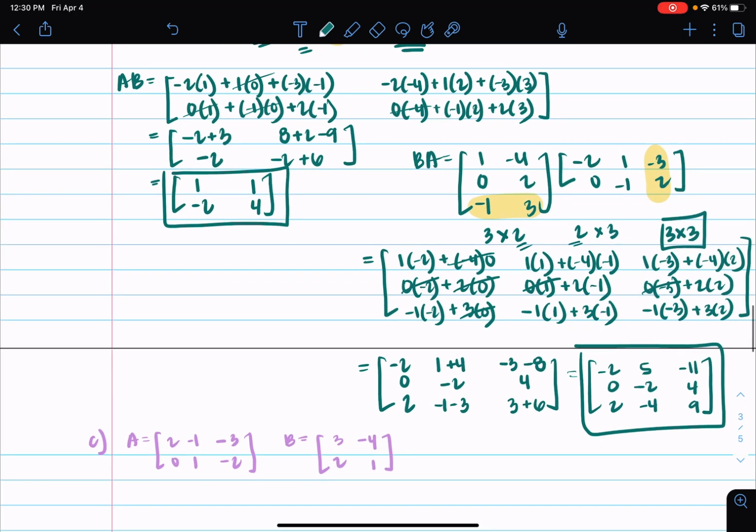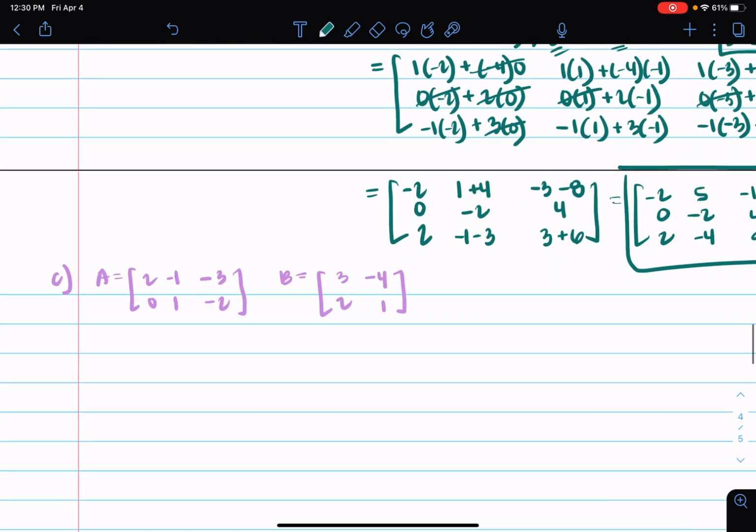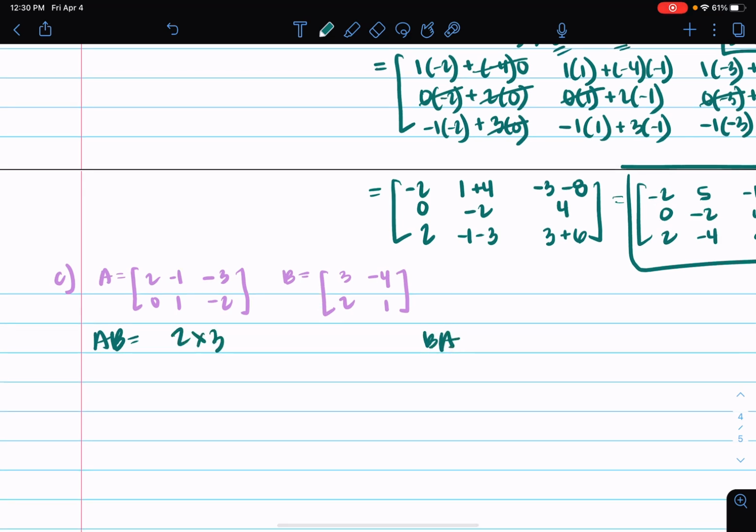All right, last one, super quick. I just want to see if AB is possible or if BA is possible. Okay, so AB is a 2 by 3, B is a 2 by 2. This does not match. So AB not possible. So that's the answer. So super easy. Okay. BA.